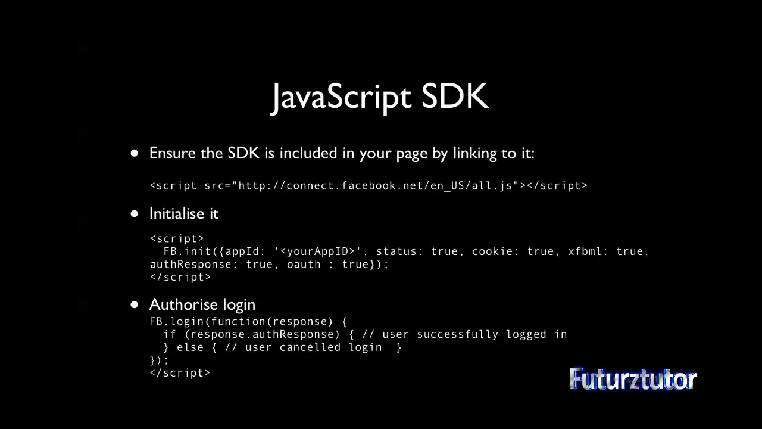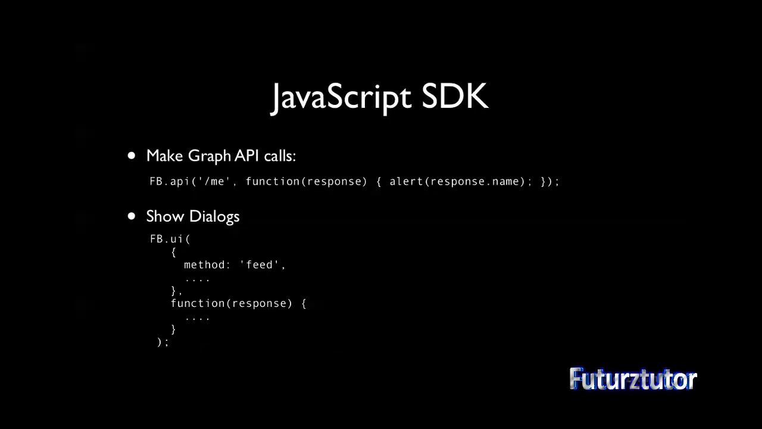Once you've included the SDK into your code, you'll need to initialize the interface to Facebook, after which you can then log in a user, perform authorization, then after that make Graph API calls or show dialogues to prompt a user to ask them to post something to their feed, for example, or to send requests to their friends. Now we will be going through the making of Graph API calls and the usage of dialogues within this course.